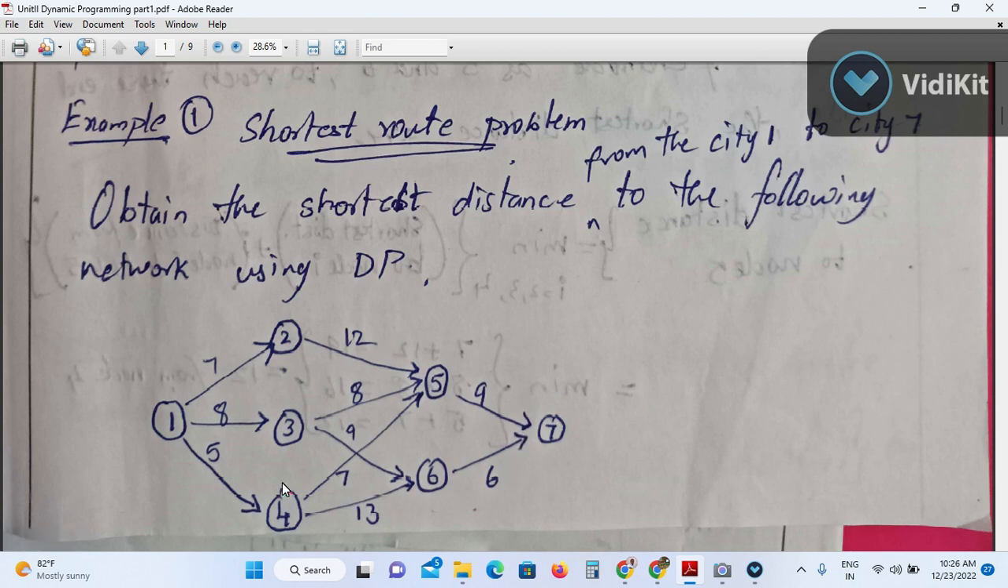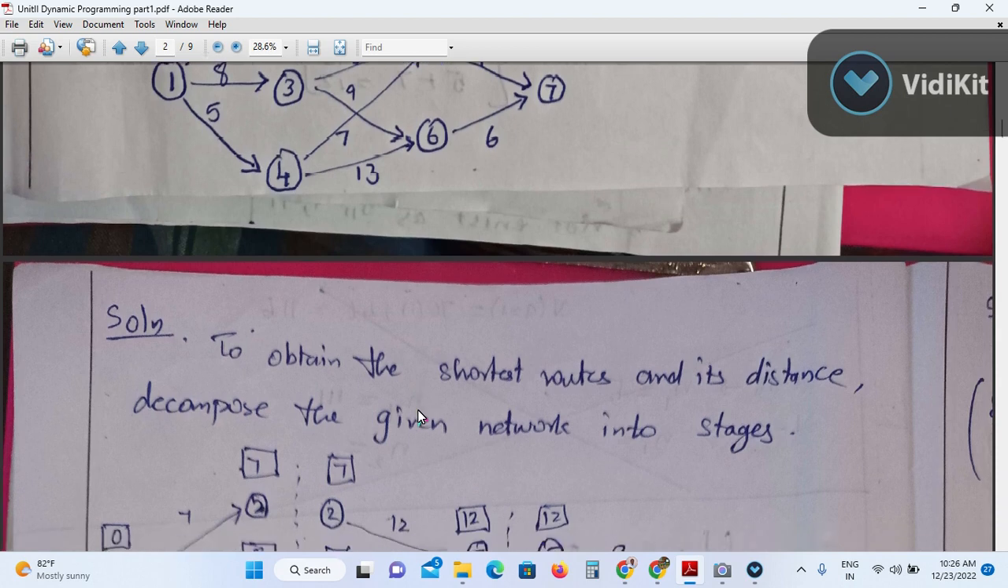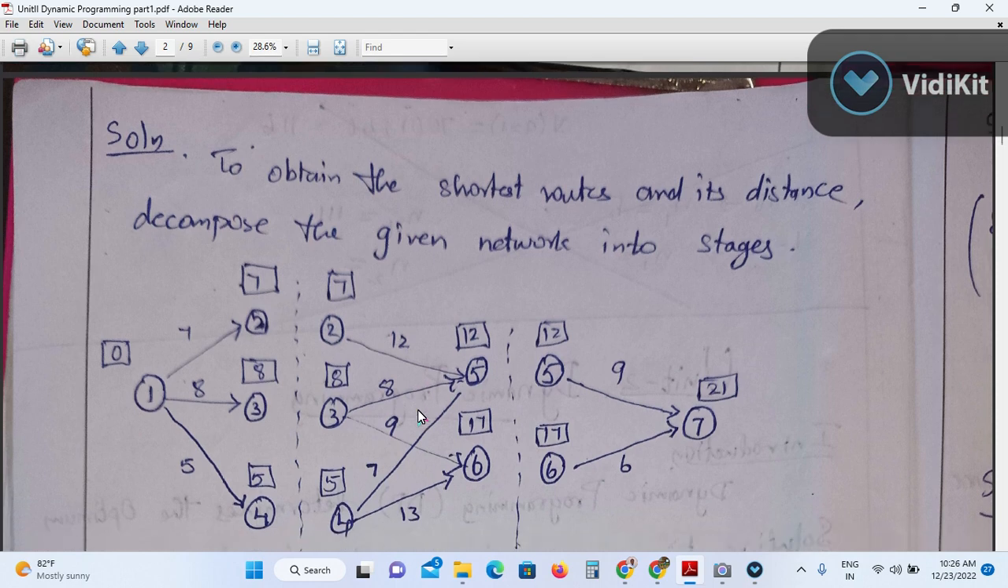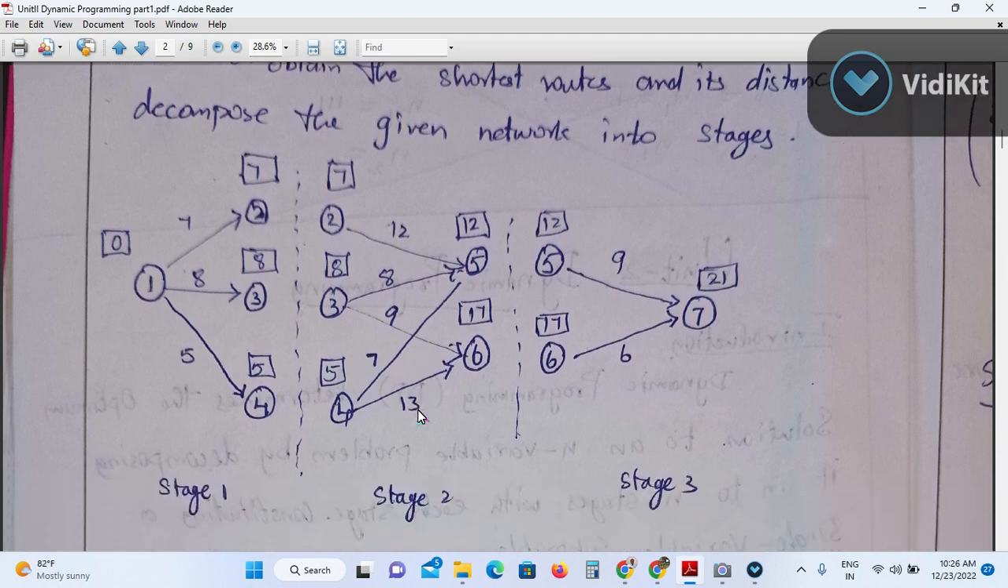Now the thing is, I want to reach 7, starting from 1, going through any nodes, but I want the shortest route. So try to find the shortest distance. How are we going to tackle this case? The dynamic programming approach says we can break it into small subproblems. Here we call them stages, various stages.